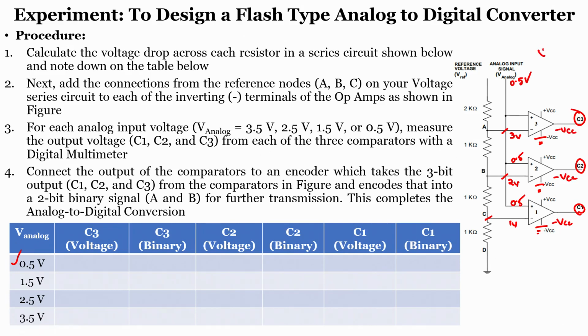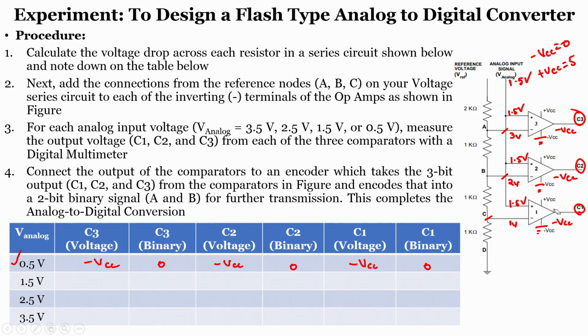Since I am making minus VCC as 0 and plus VCC as 5 volts, I can say C1, C2, C3 as a binary value are 0, 0 and 0. The voltages are nothing but minus VCC, minus VCC, minus VCC. Now, what if my input voltage is 1.5? Considering my input voltage is 1.5, this is 1.5 volts, this is also 1.5 volts and this is also 1.5 volts.